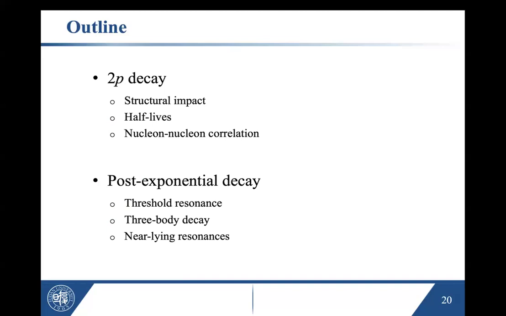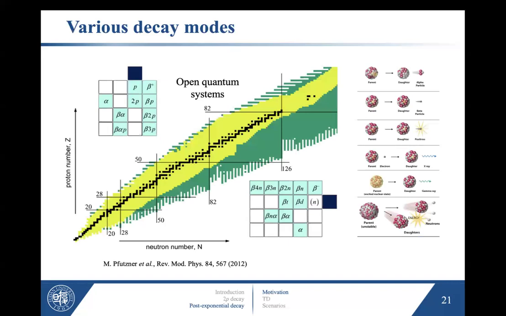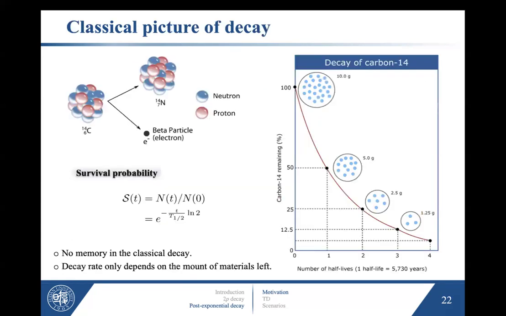that is the non-exponential decay. Before, we talked about the two-proton decay, and of course there are many other decay modes like alpha, beta, gamma decay, and like fissions. All kinds of these decays show some universal properties. For example, in the classic point of view, we know that the decay has no memories, and the decay rates only depend on the amount of materials left. So that means that the survivabilities will obey exponential decay rules.